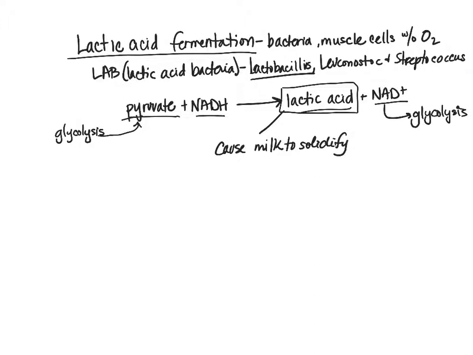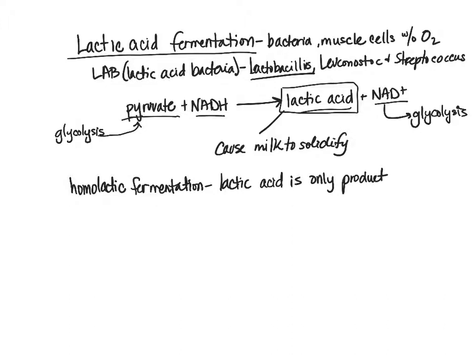And there are two different types of lactic acid fermentation. There is homolactic fermentation. And this is when lactic acid is the only product of fermentation. So homo meaning same or only, and then lactic acid. So in homolactic, we're only getting lactic acid, which is what we've drawn up here already. Pyruvate plus NADH goes to lactic acid and NAD+.